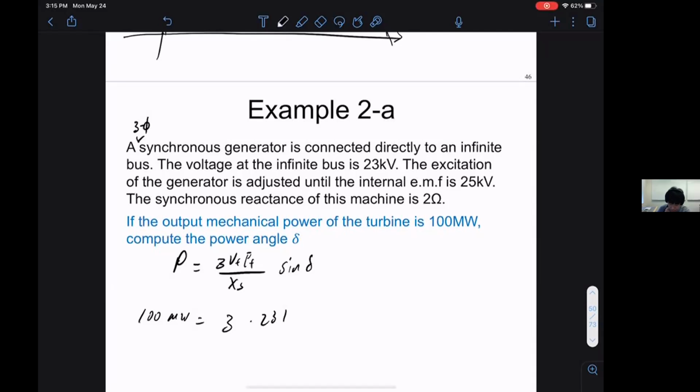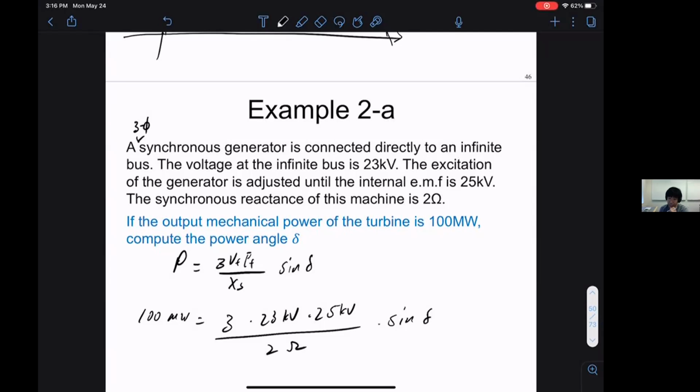Is it just 23 kV? Should I just do this and solve for delta? We have a 3-phase generator and it says the voltage is 23 kV. Which voltage is this referring to? Is that the line-to-line voltage? Right, this is a line-to-line voltage.